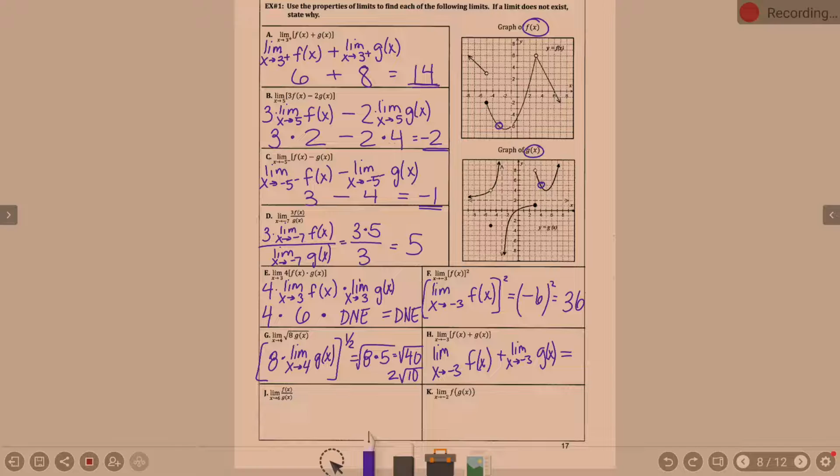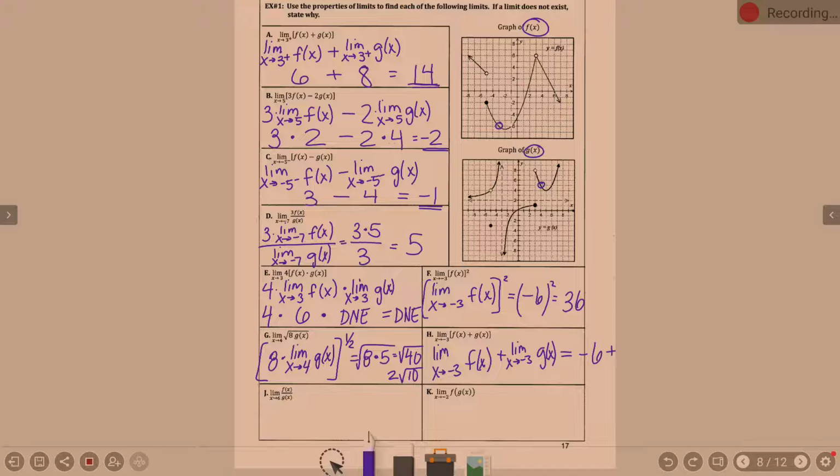The limit of the sum is the sum of the limits. So what about f? The limit as x approaches negative 3. Oh, did we just do that? Yeah, I still have it circled up there on the graph. Plus the limit as x approaches negative 3 of g of x.